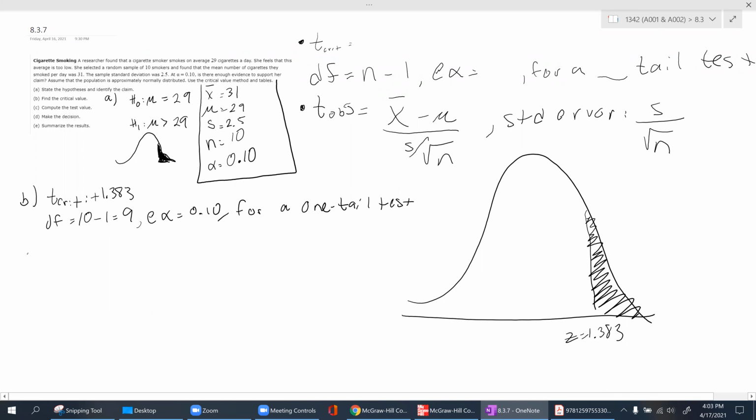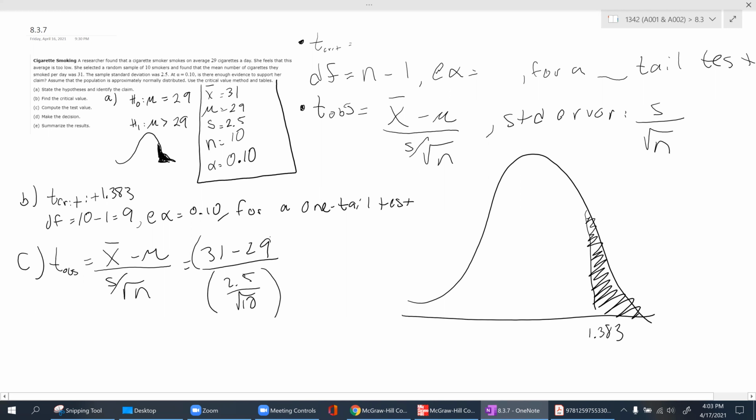And let's go ahead and find the observed value. T observed is x bar minus mu over the standard error, which here would give me 31 minus 29 over 2.5 over square root of 10. And we said we want to be very careful with these parentheses. Let's go ahead and plug into our calculator.